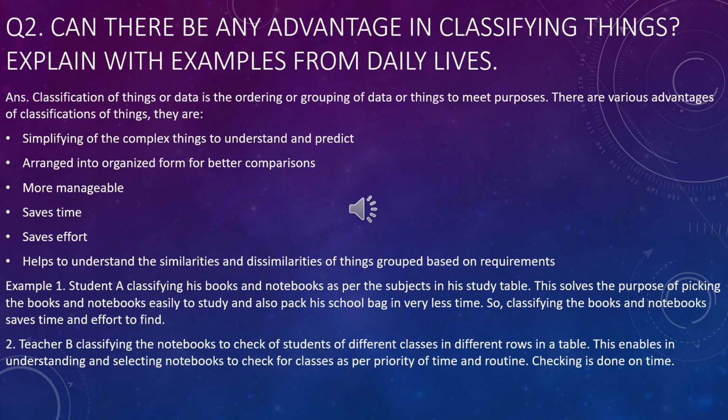Now we come to the next question, which is, can there be any advantage in classifying things? Explain with examples from daily life. So here for this, in the answer we will have to write down what we understand by classification of things. So classification of things or data, mostly in statistics, is the ordering or grouping of data or things to meet purposes. So there are various advantages of classification of things.